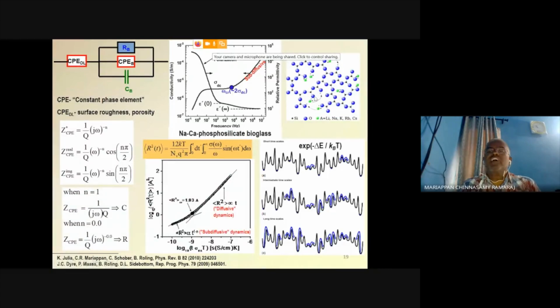When you apply a low frequency, we have successful jumping. That means the ions move from here to here; it is long range. Once the frequency is increased, that means the field is changing faster, we have localized motion. The ion will hop here and come back, hop here and come back. Because of these localized motions, many hoppings take place, and this keeps increasing with respect to frequency.